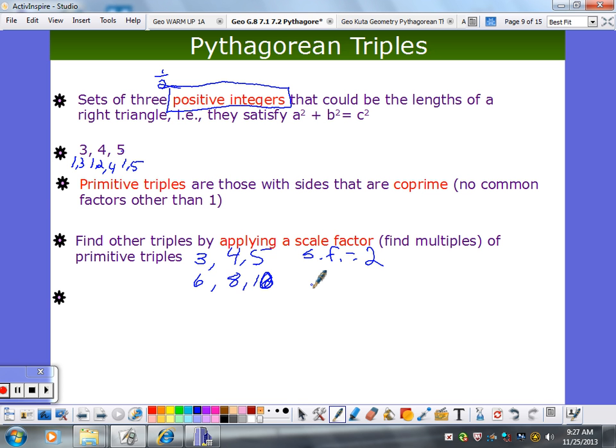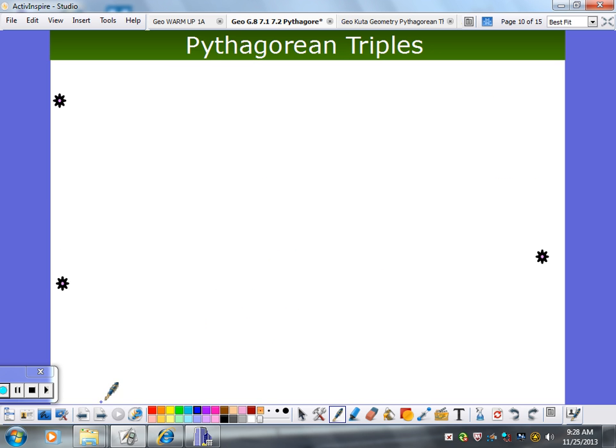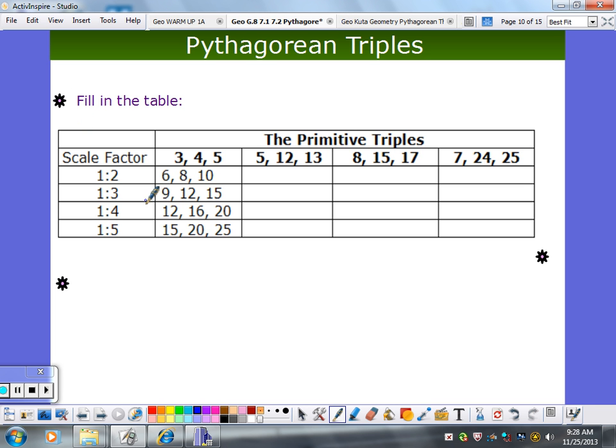6 squared plus 8 squared, well, that's 36 plus 64. Is that the same as 10 squared? Yes. They work. So if you have a primitive triple, you have an infinite number of other triples that you can find. Well, 6, 8, 10, you can multiply by 3. 9, 12, 15. That's going to be another Pythagorean triple. So we've got a bunch of these.